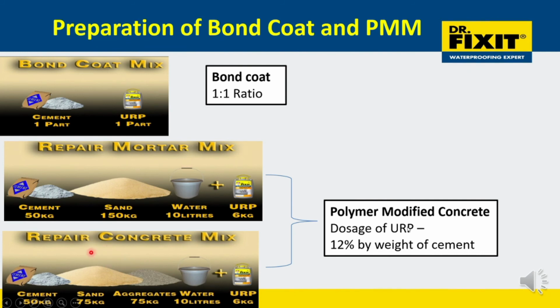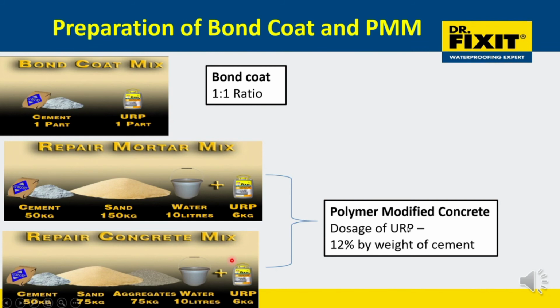Now we will come to the repair concrete mix. This is specially used for repairing slabs where there is damage, and you make the PMM to repair those concrete slabs. For this you require 50 kg of cement, 75 kg of sand, 75 kg of aggregates, 10 liters of water and 6 liters of URP. So this is the mix and combination of repair concrete mix.